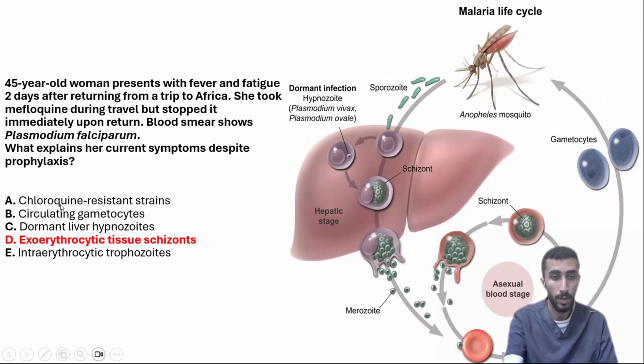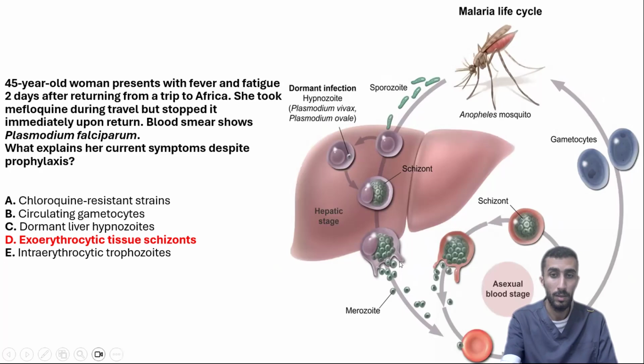And let's talk about other choices. Chloroquine resistant strains. So this is a wrong answer. This patient went into Africa. There are some areas endemic in Africa which have high chloroquine resistant strains. So in this case, you can give one of three drugs, either mefloquine as our choice here, which is a correct choice, also doxycycline or atovaquone-proguanil. So you have to give one of these drugs, and it has high activity against the chloroquine resistant strain. Choice B, circulating gametocyte, wrong answer.